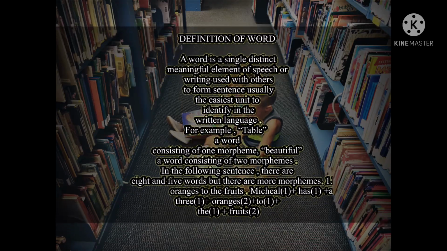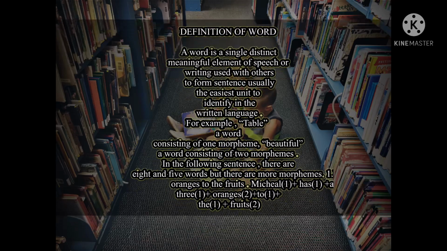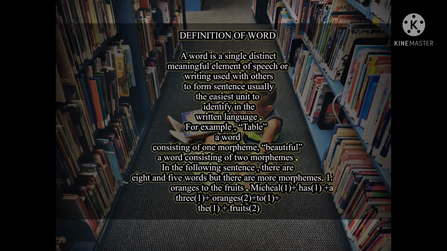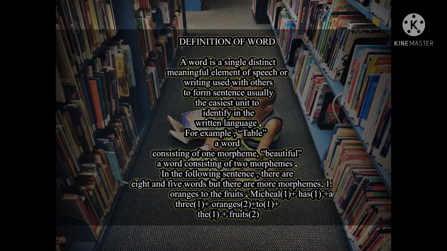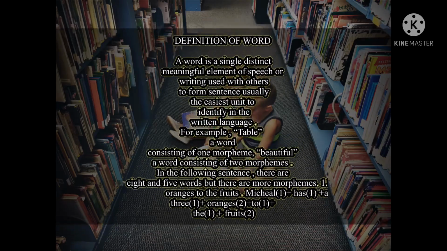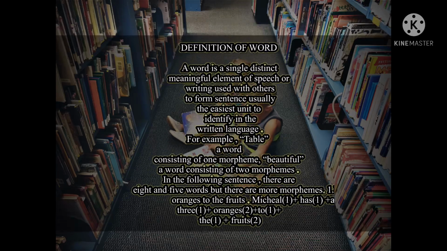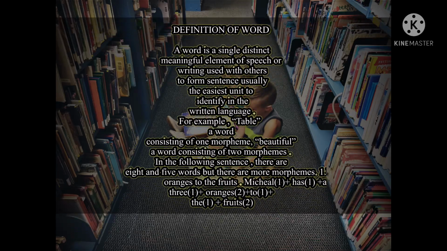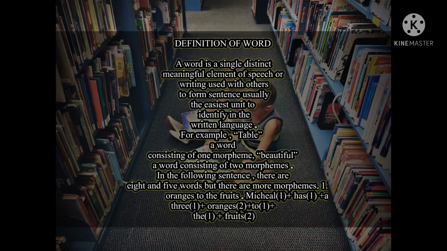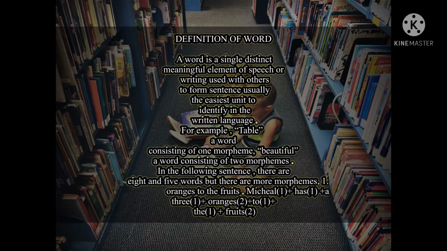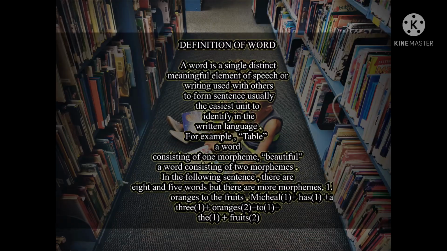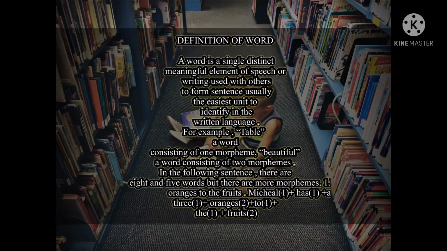Another example is: Michael has added 3 oranges to the fruit. You see that Michael consists of one morpheme, has consists of one morpheme, added consists of 2 morphemes, 3 consists of one morpheme. Oranges consist of 2 morphemes, the also consists of 2 morphemes, and fruits consist of 2 morphemes.